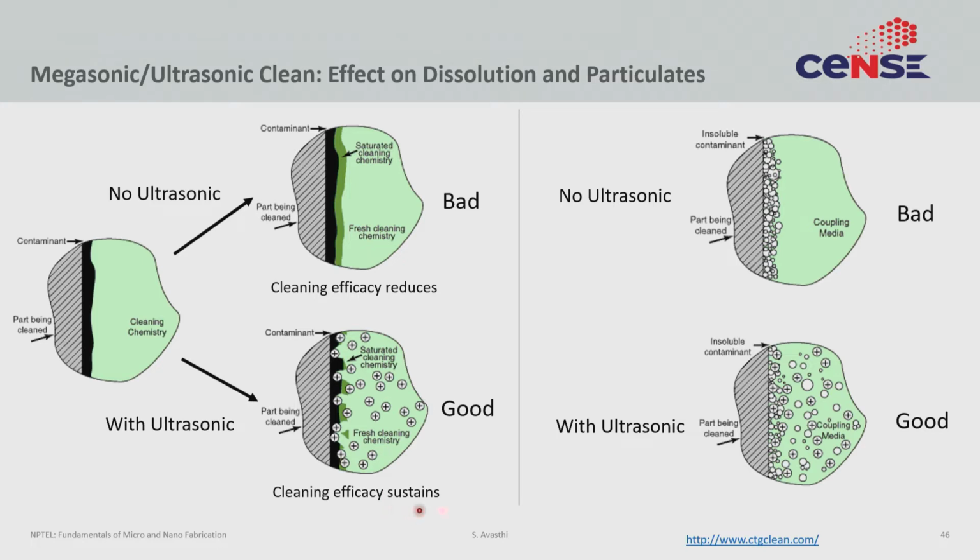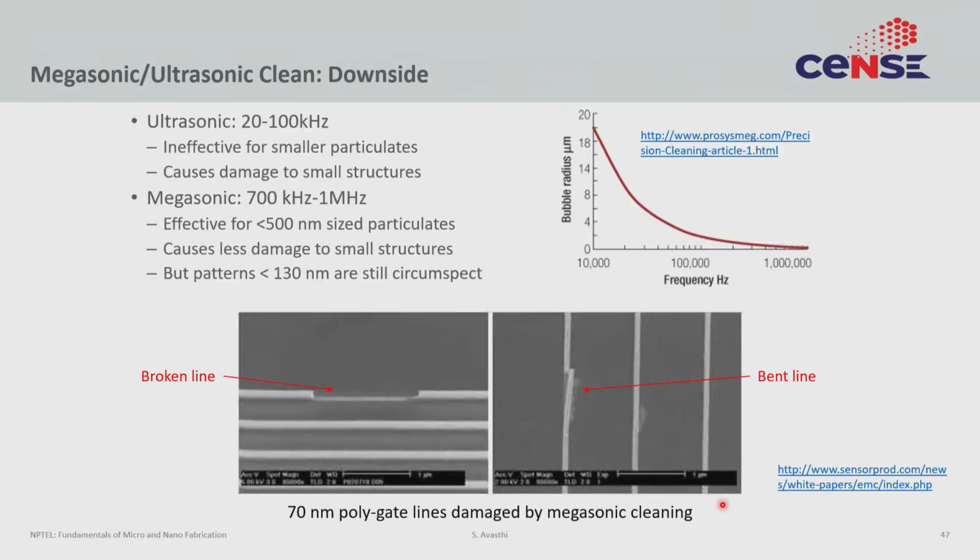Ultrasonic also is useful if you have a lot of particulate contamination. If you have a lot of insoluble particulates on the surface, your cleaning media may not be able to remove them, but if you create some agitation, then that agitation might dislodge these insoluble contaminations and remove them from the surface. So, this is the basic idea of ultrasonic and megasonic clean.